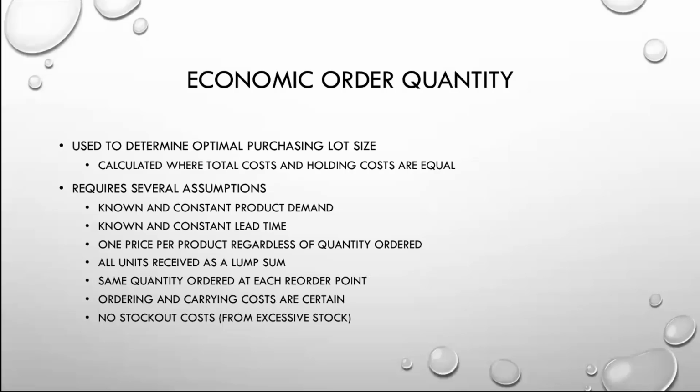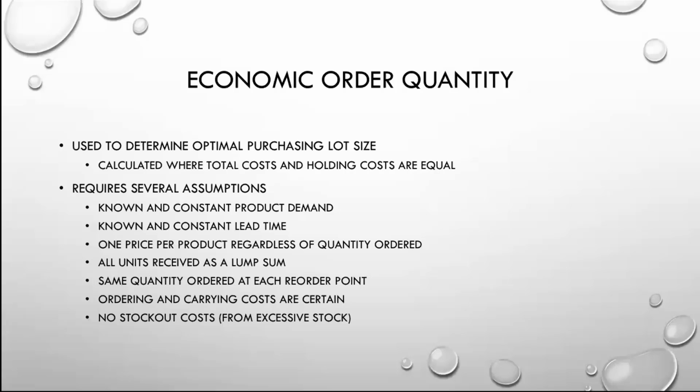Your lead time is known and constant. When you place your EOQ as a retailer, okay, this is used as a retailer. Your lead time is known and constant, so the lead time will never change. Now, in the real world, lead time jumps back and forth. Once again, you want low variability in your lead time.